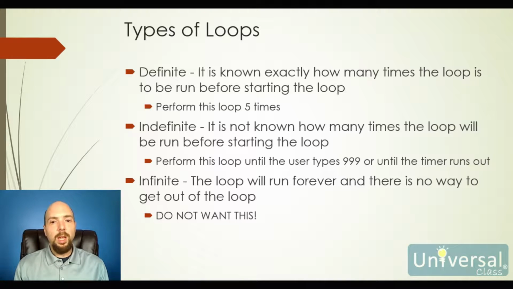Alright, so there are different types of loops that we can encounter. There's what's called a definite loop. This is going to be something like, I know the loop has to run exactly 10 times. So a definite loop runs a specific number of times. I know exactly how many times it's going to run, and when it gets to the end, it's done.